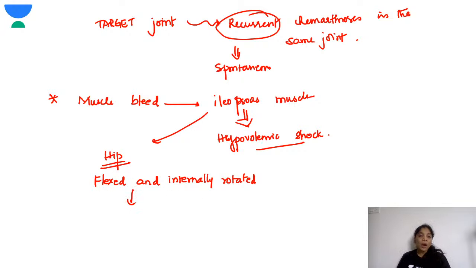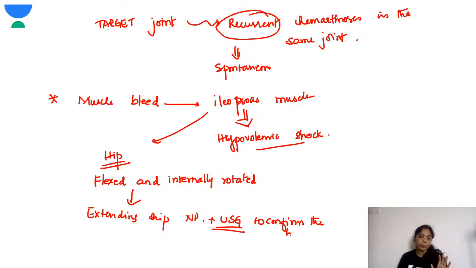So now, how do you diagnose? When you try to extend the hip, it is not possible, and the child will have severe pain. So extending the hip is not good, but you can't just confirm the diagnosis with this. You have to get an ultrasound to confirm the bleed, or a CT.